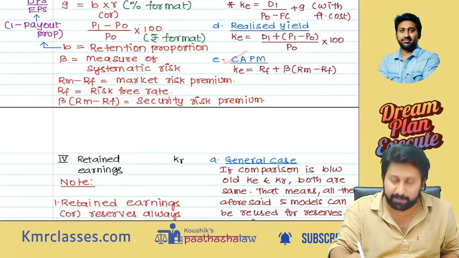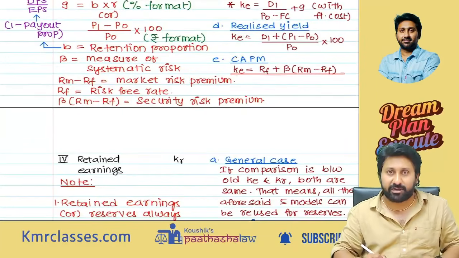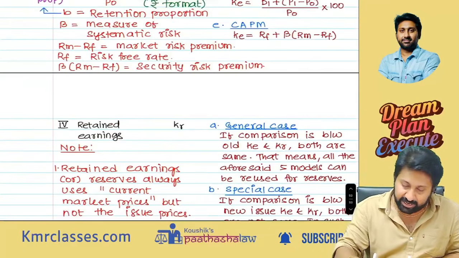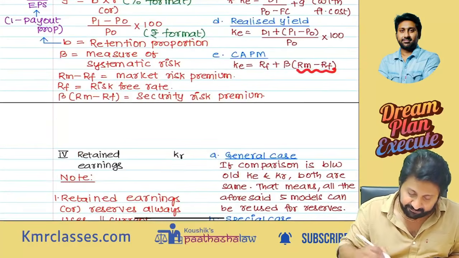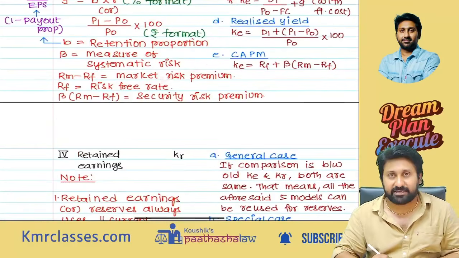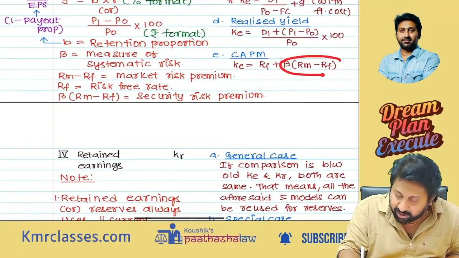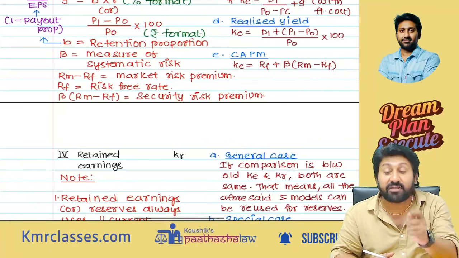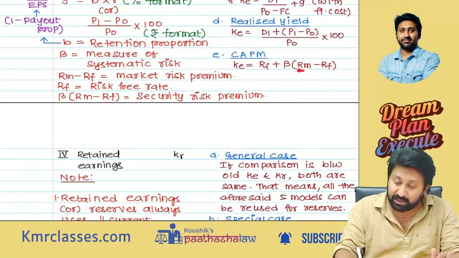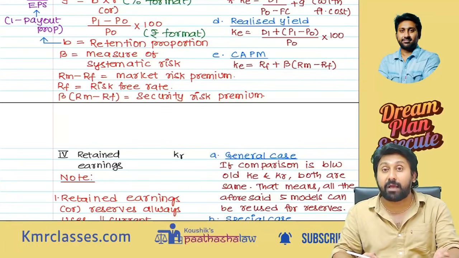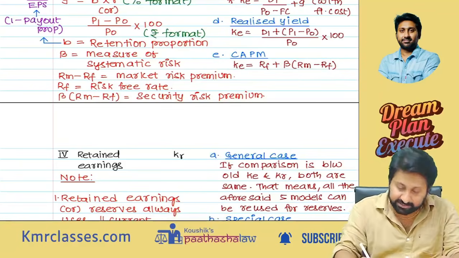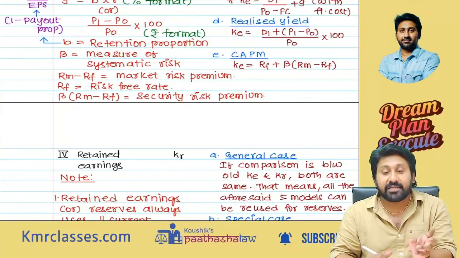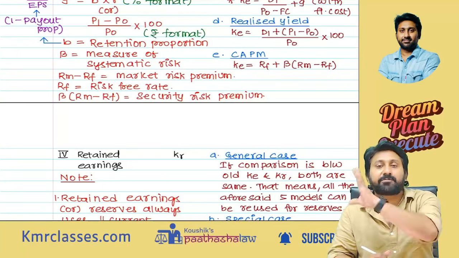Next one is the CAPM. K equal to RF plus beta into RM minus RF is the formula. Okay, next. Here, RM minus RF is called the market risk premium. Beta into RM minus RF is called the security risk premium. In the question, they may give the market risk premium, that is RM minus RF, or the beta into RM minus RF value, the security risk premium. Sometimes to confuse you, they will tell security risk premium 6.6%.